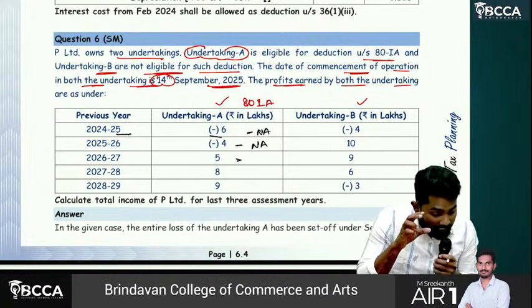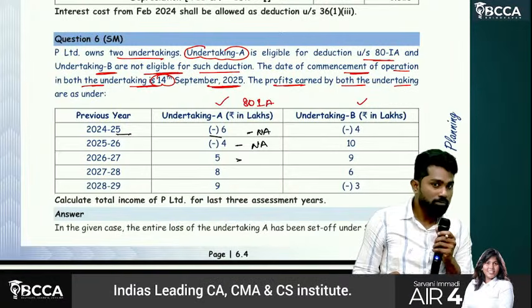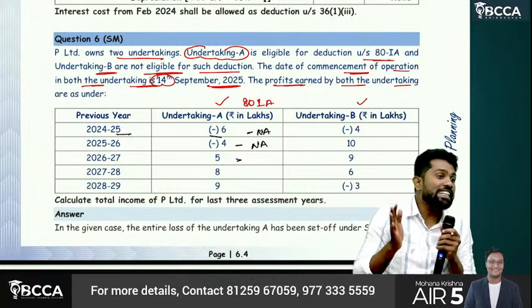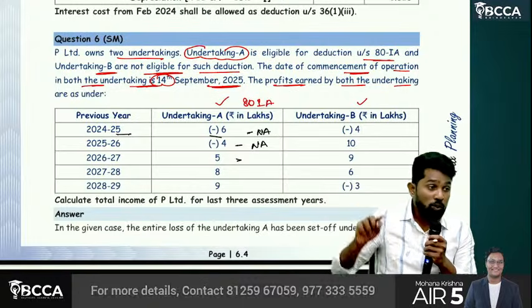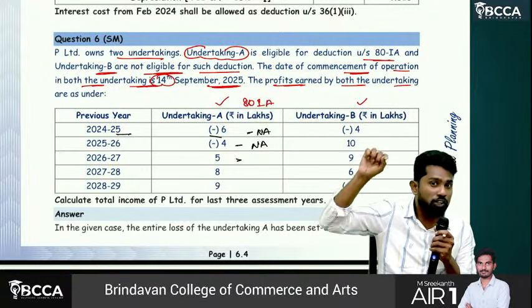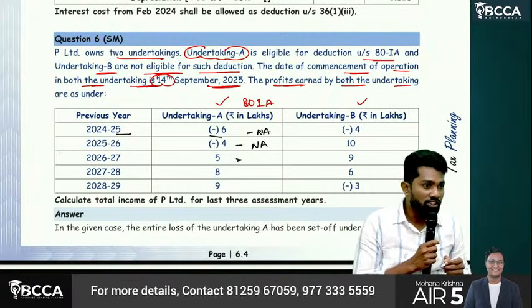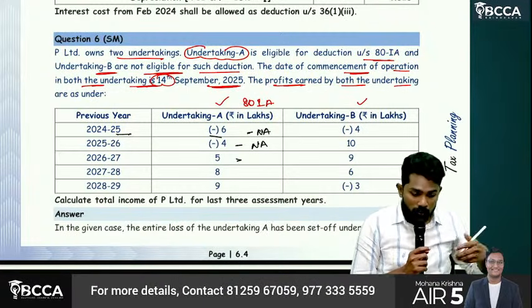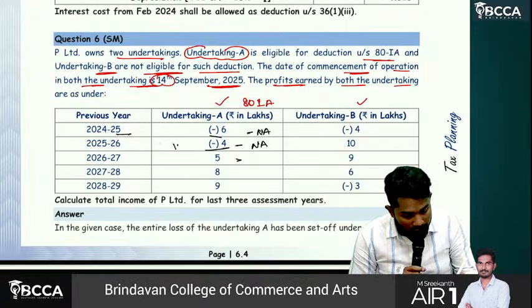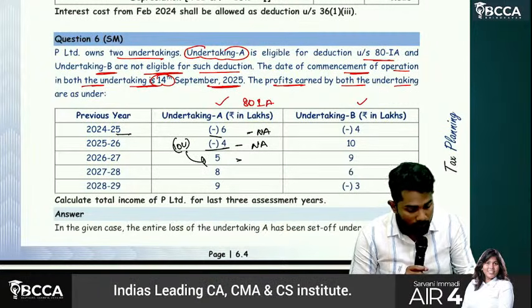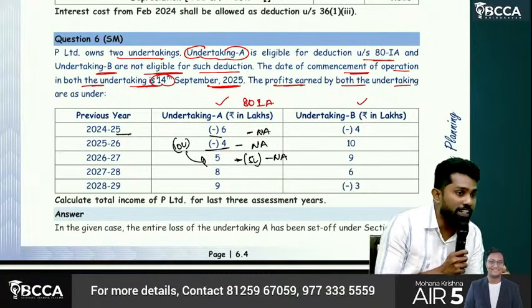Sir, if you think 80IA is the only unit you are having, you already had the carry forward loss of how much? 10 lakhs. Now current year, what will you do? You'll set off those losses. Out of the total 10 lakhs loss, you set off here. How much will be there? Still 5 lakhs loss will be there. So this year also no 80IA deduction.